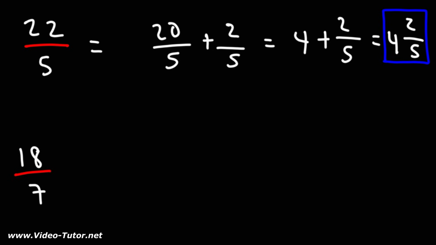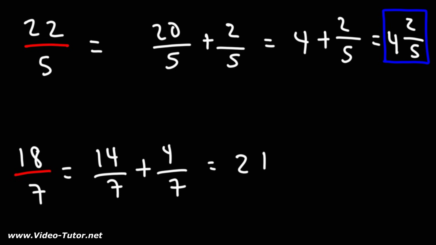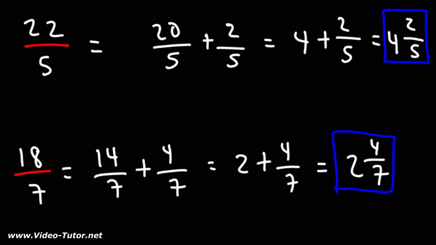Now, 18 over 7. How can we convert that improper fraction to a mixed number? Feel free to pause the video if you want to try it. Now, the highest multiple of 7 under 18 is 14. And 18 minus 14 is 4. So 18 over 7 can be written as 14 over 7 plus 4 over 7. 14 divided by 7 is 2. So we have 2 plus 4 over 7. And we can write that as a mixed number, 2 4/7. So that's a quick and simple way of how you can convert an improper fraction to a mixed number without using long division.